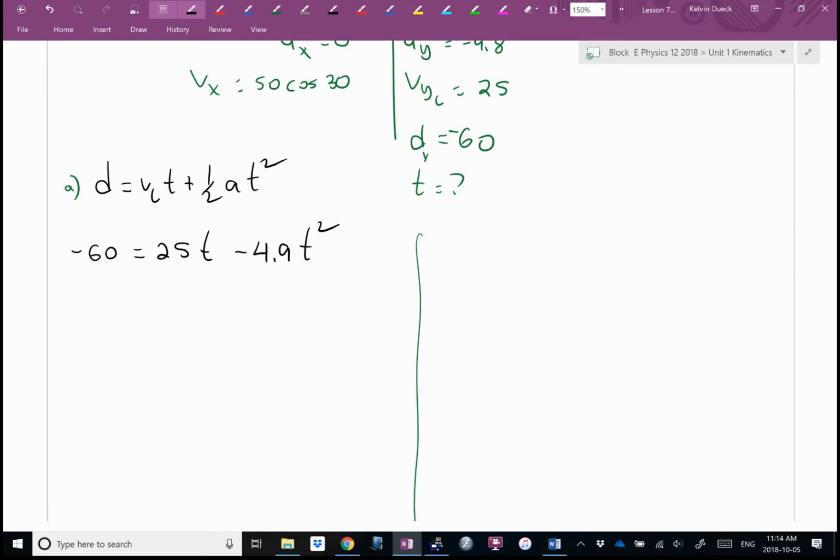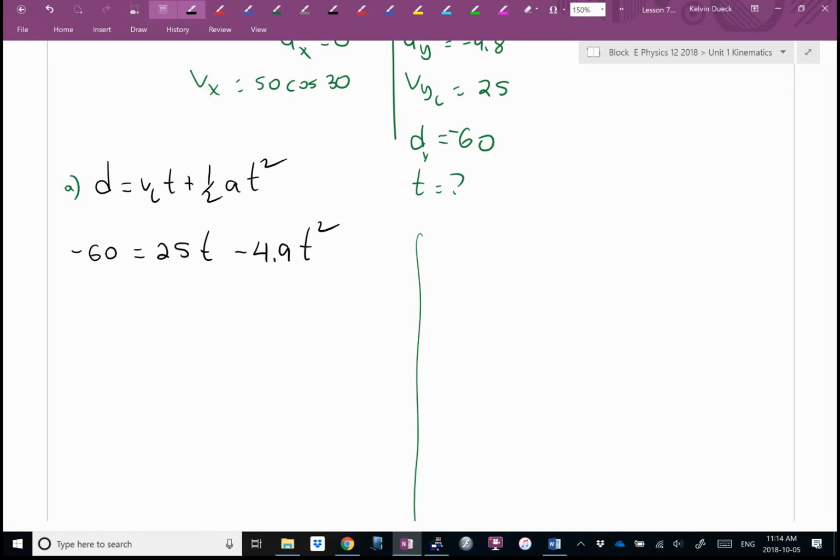What kind of an equation is this? It's a quadratic. How do I know? It's got a squared. How did you solve a quadratic? You learned this last year. What was the first thing you did before you did anything else? What did you have to do to the quadratic equation? Make it equal to zero.